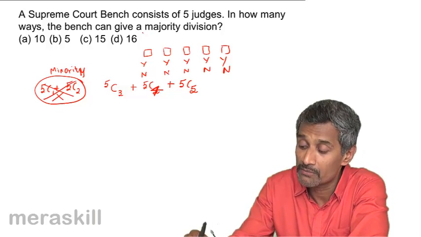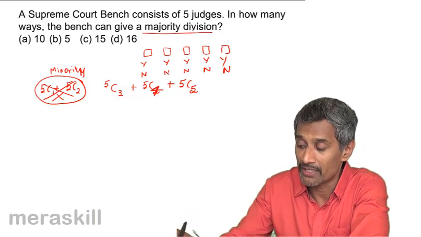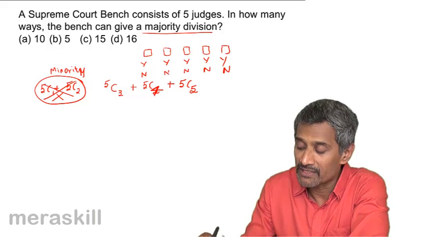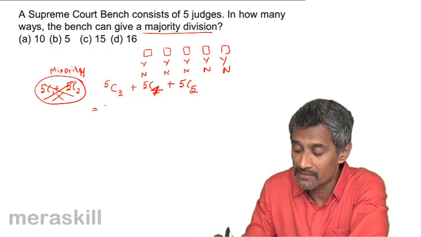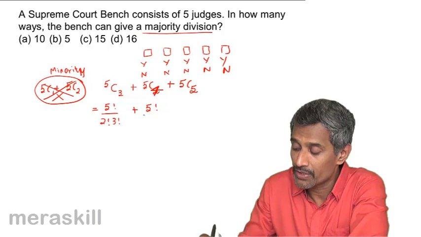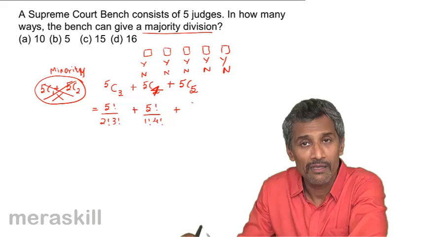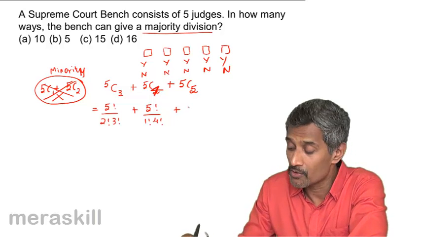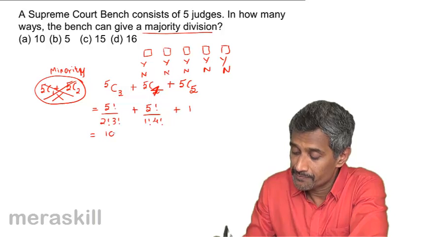We are talking about a majority decision, which means 5C3 plus 5C4 plus 5C5. Now 5C3 is 5 factorial by 2 factorial into 3 factorial. 5C4 would be 5 factorial upon 1 factorial into 4 factorial, and 5C5 is going to be 1. NCN is always 1. This will turn out to be 10.